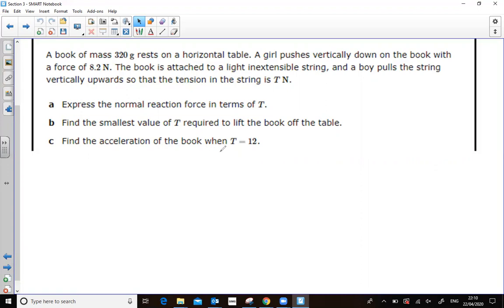Okay, so again, in this question, we should start by drawing a diagram and label all the forces acting on the diagram. Right, so let's say this is my book. Okay, so what also do we have? So we know that the book is resting on a horizontal table. So let's draw a straight line to represent the table. Let's say this is the table.